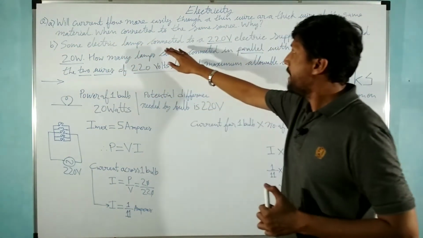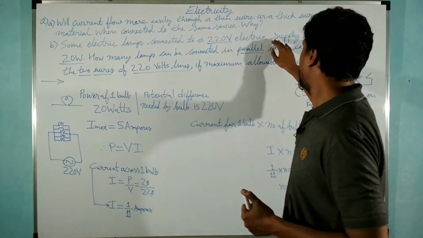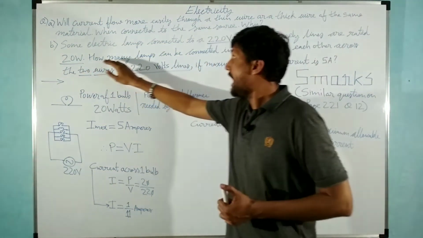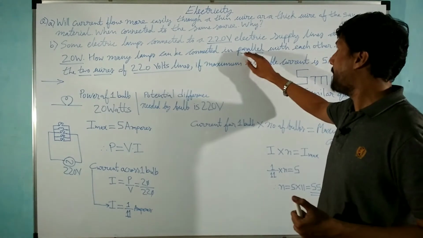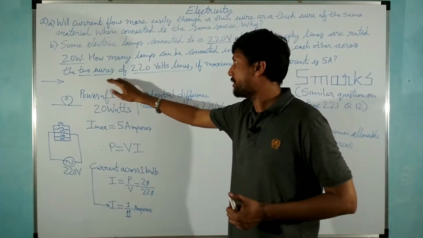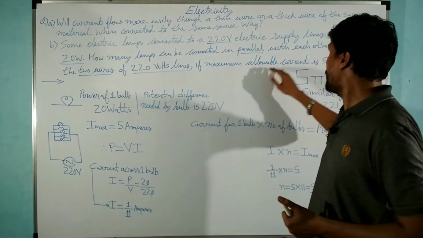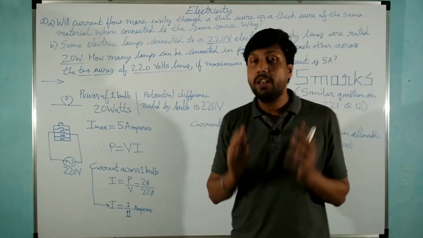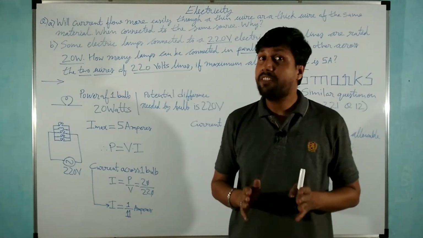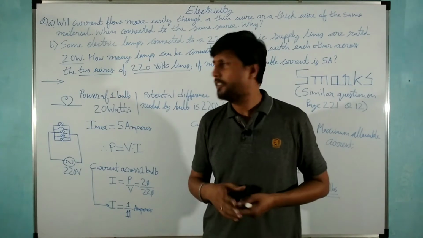Some electric lamps connected to 220 volt electric supply lines are rated 20 watt. How many lamps can be connected in parallel with each other across the 2 wires of 220 volt lines if maximum allowable current is 5 ampere? Now dear friends, listen to me very carefully. What they have given is a number of bulbs, some bulbs, you can say several bulbs.